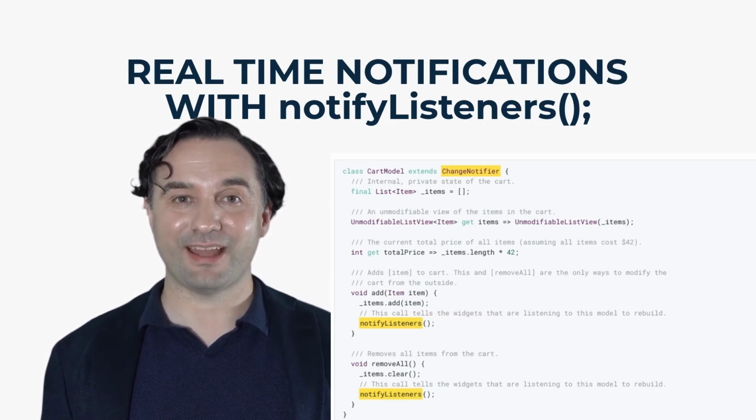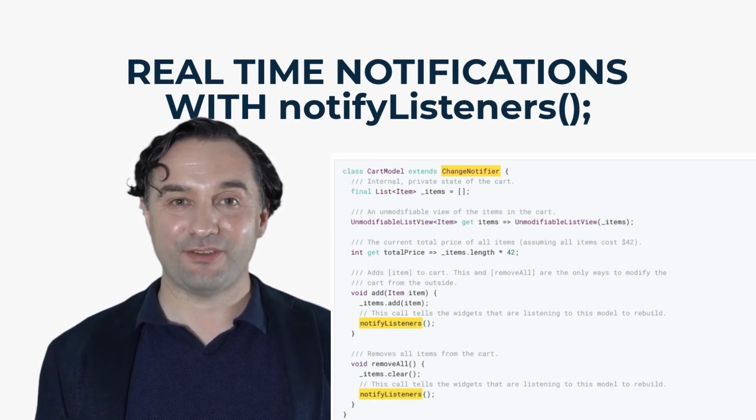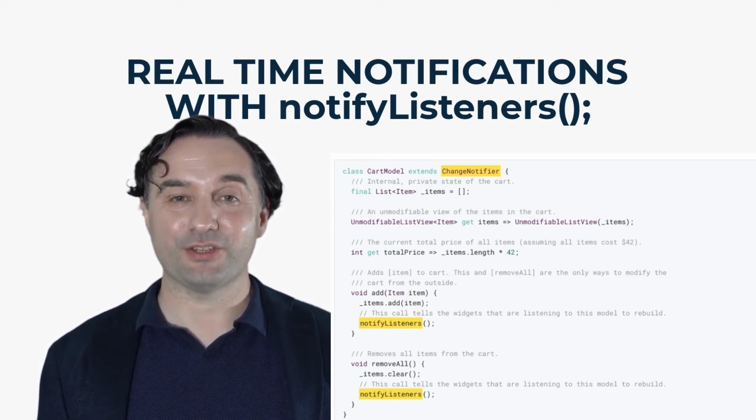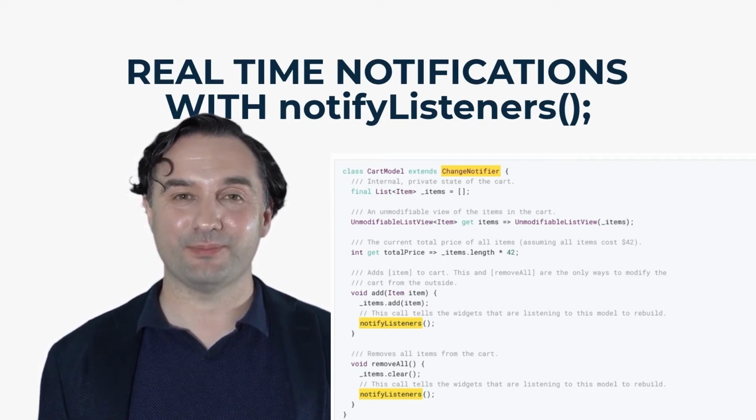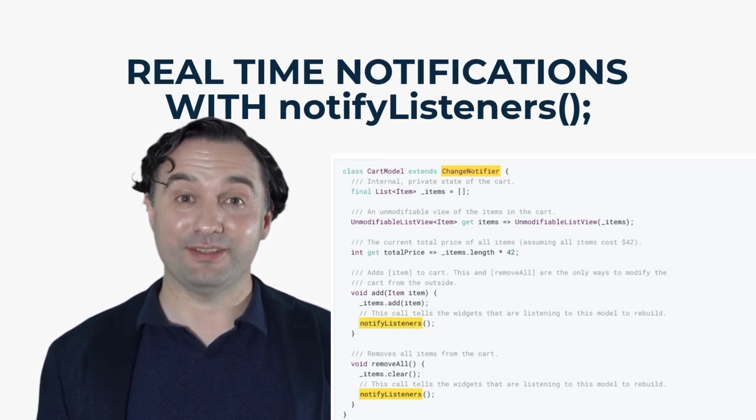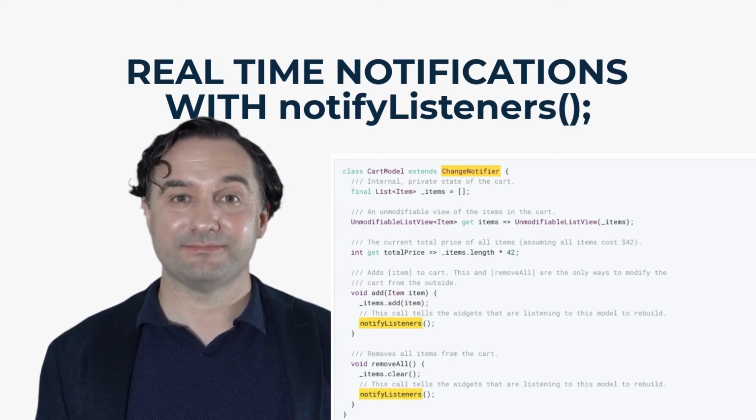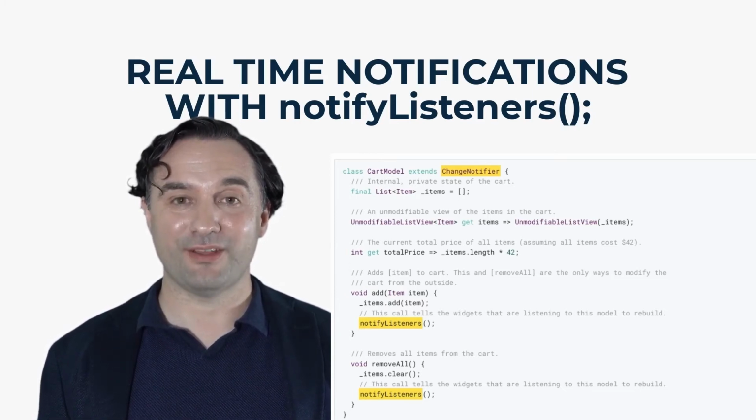Note that we're defining a builder that creates a new instance of CartModel. ChangeNotifierProvider is smart enough not to rebuild CartModel unless absolutely necessary. It also automatically calls dispose on CartModel when the instance is no longer needed. If you want to provide more than one class, you can use MultiProvider.